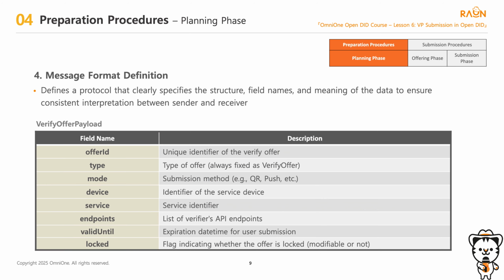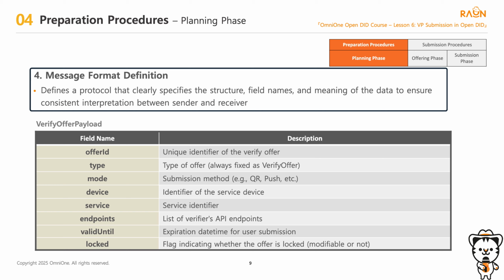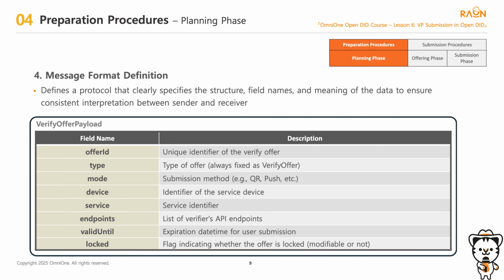Next is the message format definition stage. The elements we've discussed, like the response mechanism and the offer, can come in various types. To ensure these different types are interpreted consistently between the sender and receiver, the message format must be clearly defined. In other words, this is the stage where the structure of the data to be transmitted, the field names, and the meaning of each field are mutually agreed upon, so they can be understood correctly. The verify offer payload you see on the screen is a specification used in OpenDID, which you can refer to. As you can see, there are fields like offer ID, offer type, mode, and device.